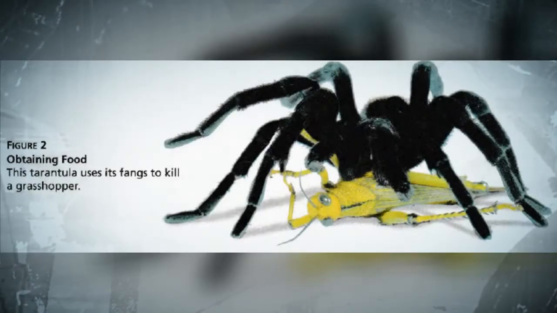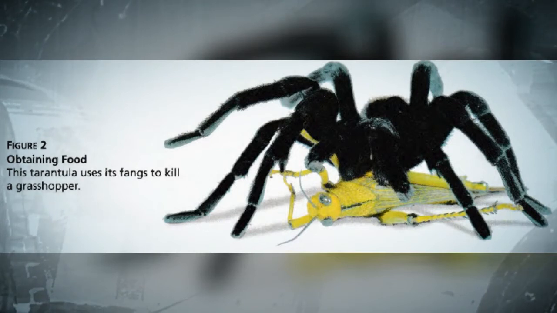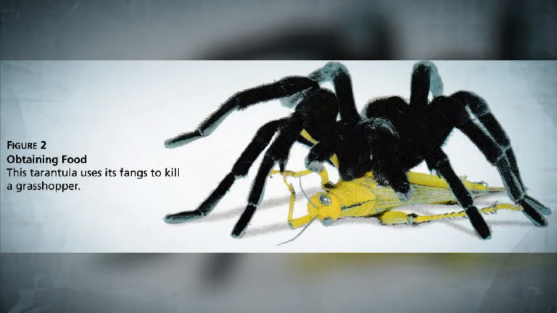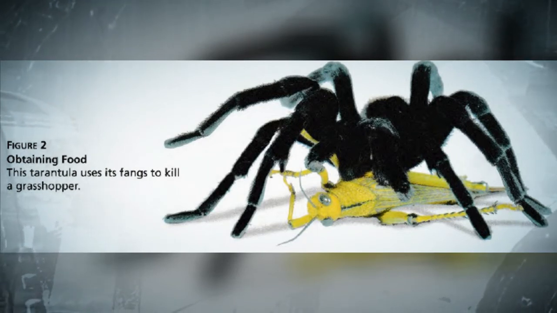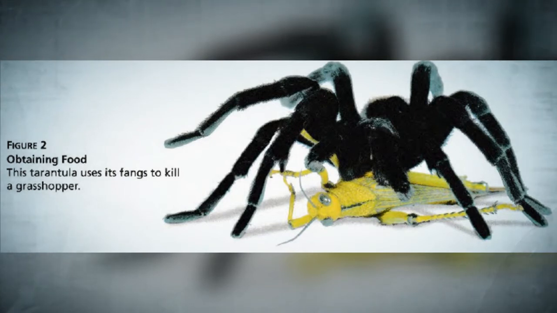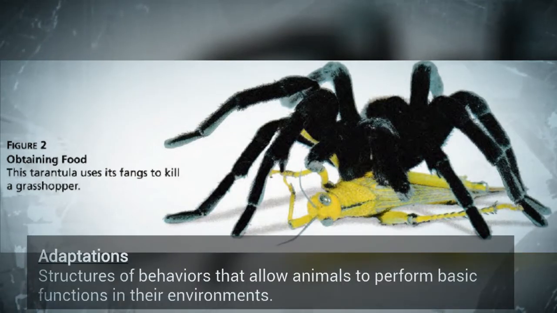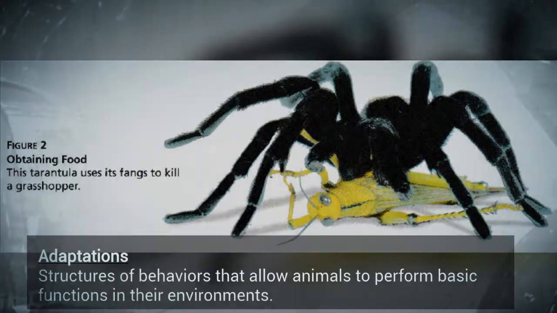Let's now look at the functions of animals. From tiny worms to giant whales, animals are diverse. Animals vary not only in size, but also in body structure, outward appearance, and the environments in which they live. Despite their diversity, however, all animals carry out the same basic functions. The major functions of animals are to obtain food and oxygen, keep internal conditions stable, move, and reproduce. Structures or behaviors that allow animals to perform these basic functions in their environments are called adaptations.